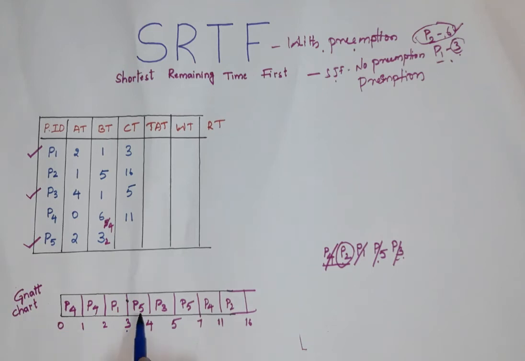Where is this P5 process? P5 process is here. But here P5 process did not complete the execution perfectly. So where has it completed? Here. At the 7th unit of time, P5 process has completed its execution. Okay. That is nothing but completion time.